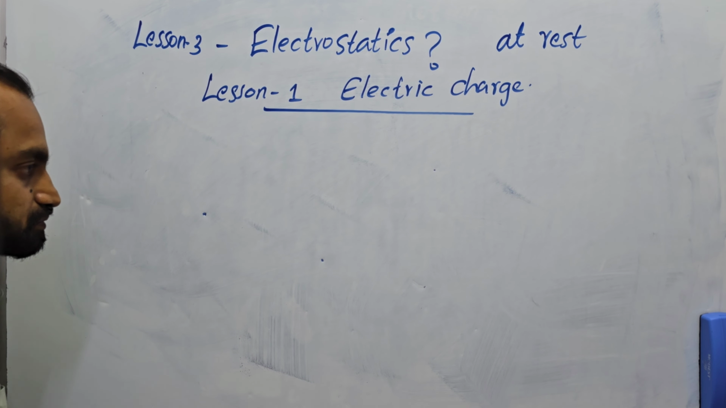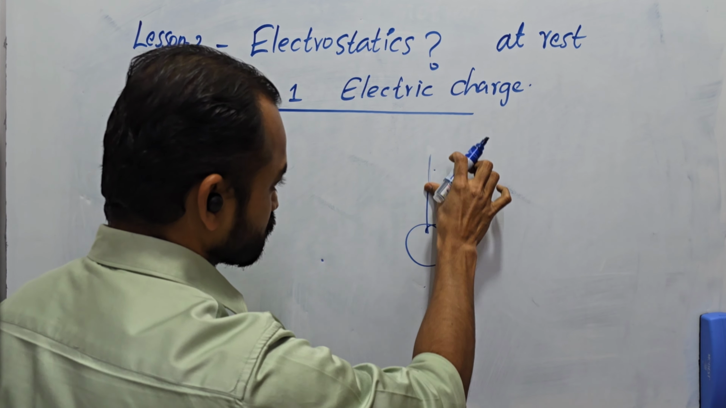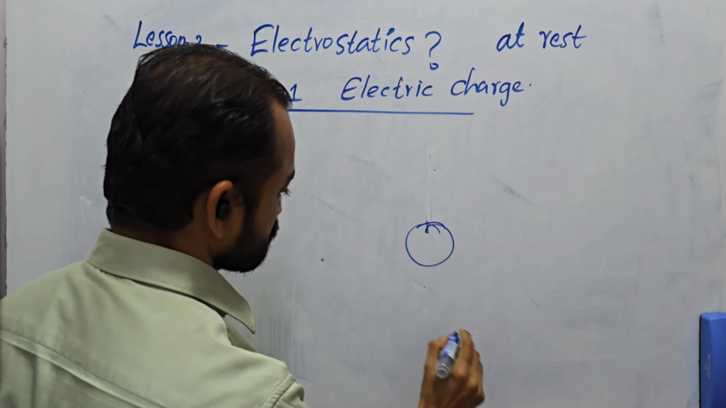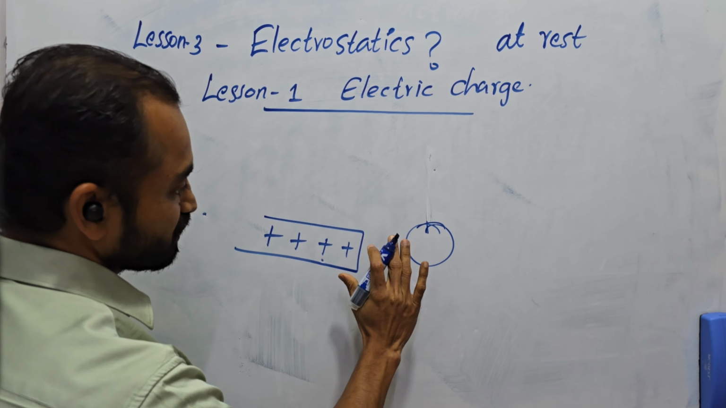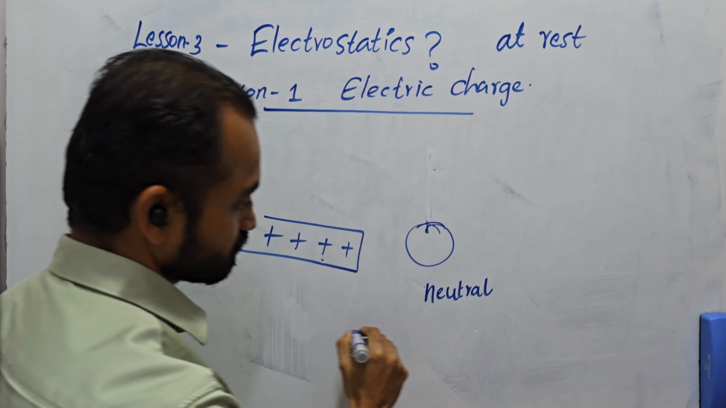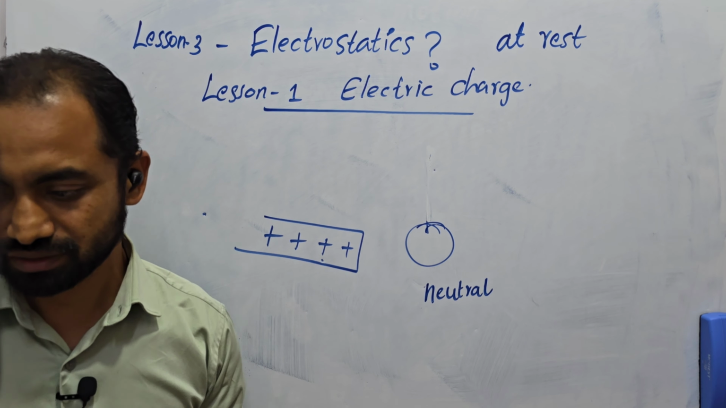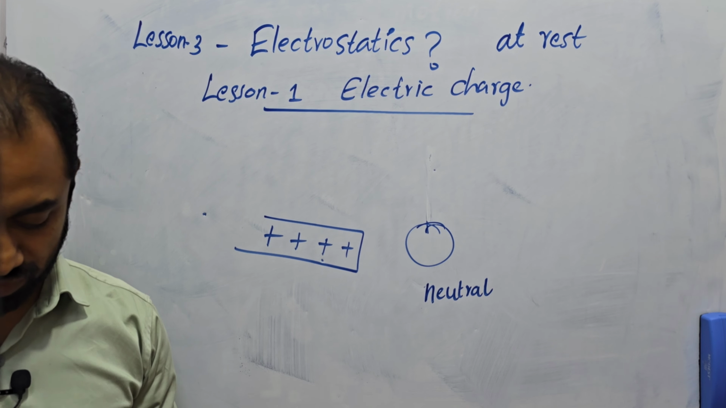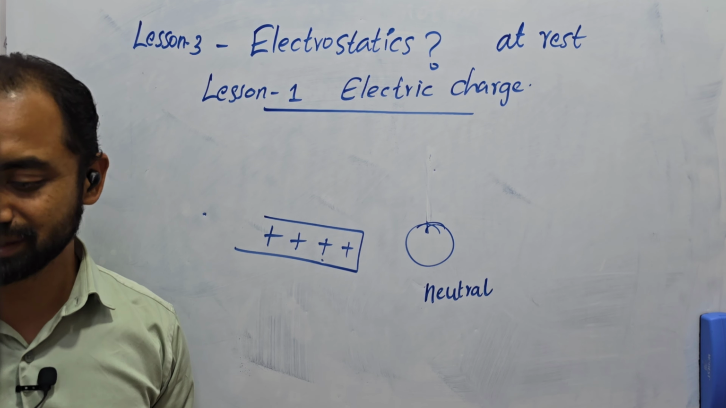For example, this is a neutral object, so zero charge. This is a positively charged rod. Will they attract or repel, neutral and positive charge? No attraction and no repulsion is your answer. So we will check whether it is correct or not by solving the next task.